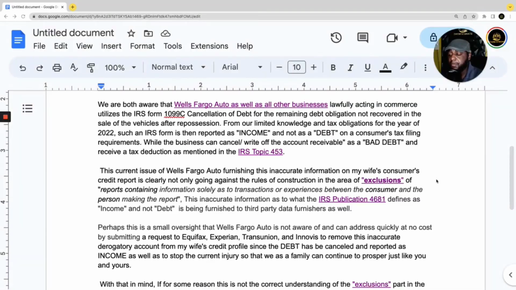Yeah, so now we're back to this letter, and as I mentioned in the beginning, I didn't really want this to be more about the letter. I wanted it to be more about the information.